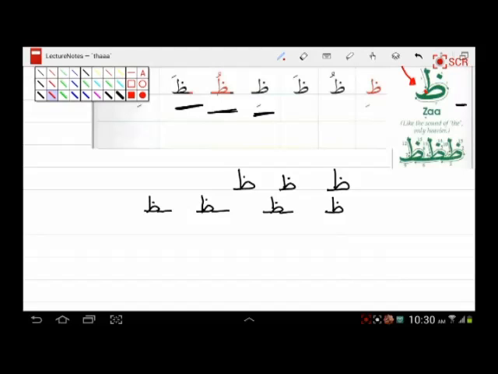Now let's try all of them together. Initial, middle, and final. So try to practice that. Now let's move to the next letter.